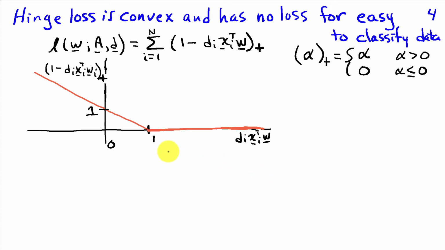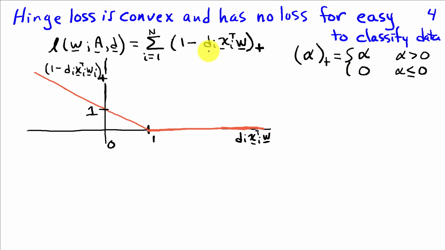Hinge loss is a way of, to some degree, approximating the ideal loss function, but yet with a convex function. In particular, hinge loss does not introduce loss or penalties to the cost function when the data is easy to classify. So we can define hinge loss as a sum from i equals 1 to n of the quantity 1 minus d_i x_i transpose w, and then we're going to take the positive part of that. So what this operator means when we take the positive part is that if the quantity inside is greater than 0, we just replace it with the quantity itself, and when it's negative, then it's given by 0.